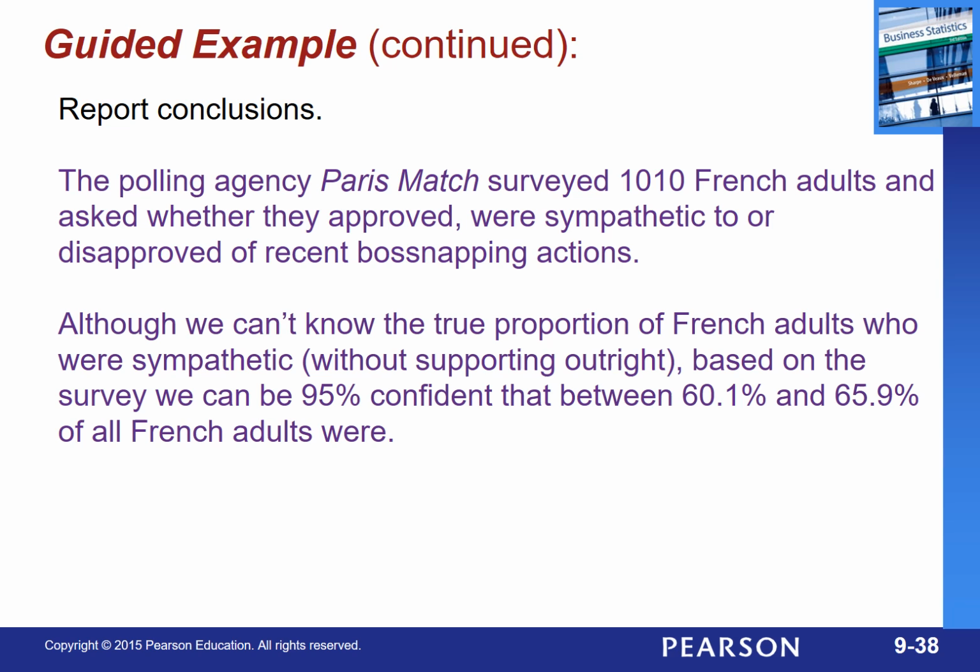The polling agency Paris Match surveyed 1,010 French adults and asked whether they approved or were sympathetic or disapproved of recent boss-napping actions. Although we can't know the true proportion of French adults who were sympathetic without surveying everyone, based on the survey we can conclude that we are 95% confident that between 60.1% and 65.9% of French adults were.